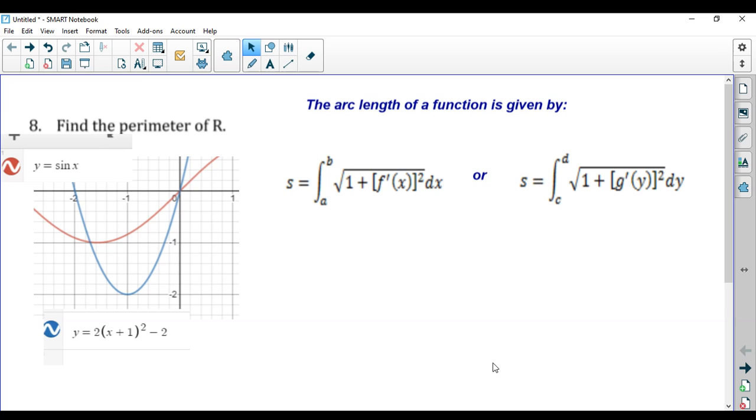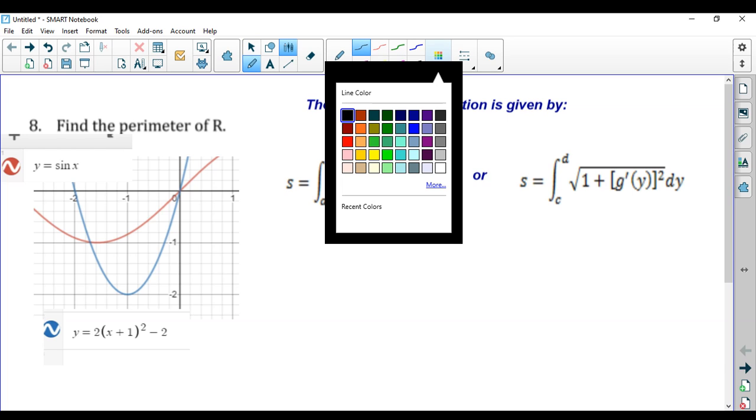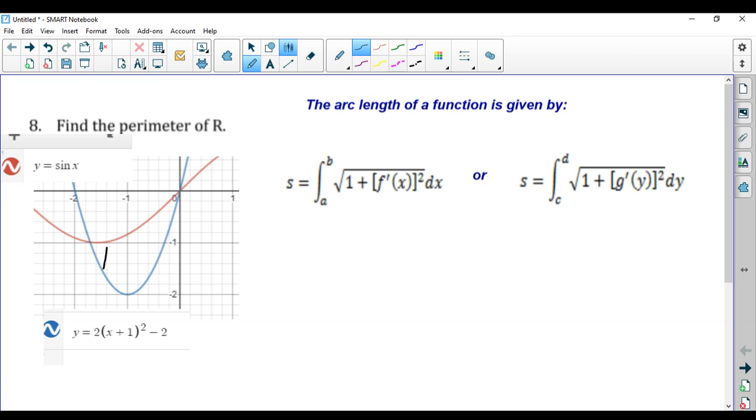So I graphed the functions on Desmos and found the region. Hopefully everybody already did that, and your regions look like this. Here's the single region we're talking about. Number 8 asks for the arc length, the perimeter, and the perimeter of an area is just the length around the outside.